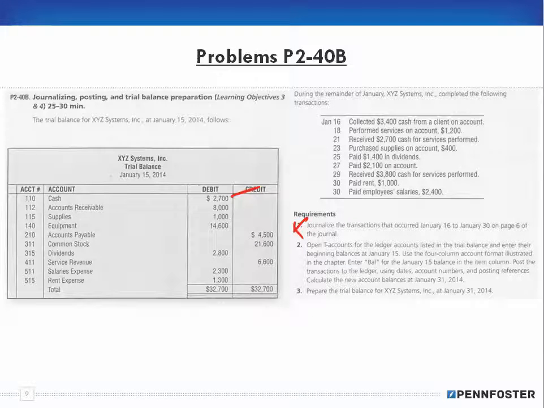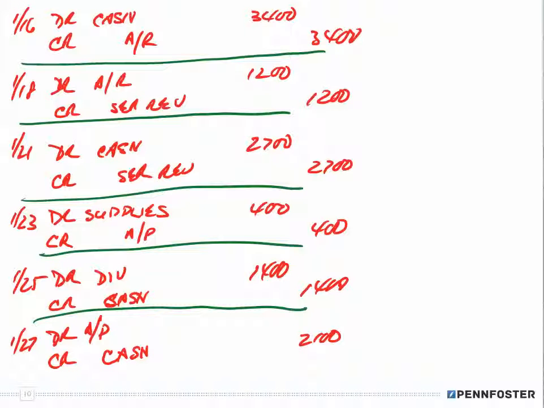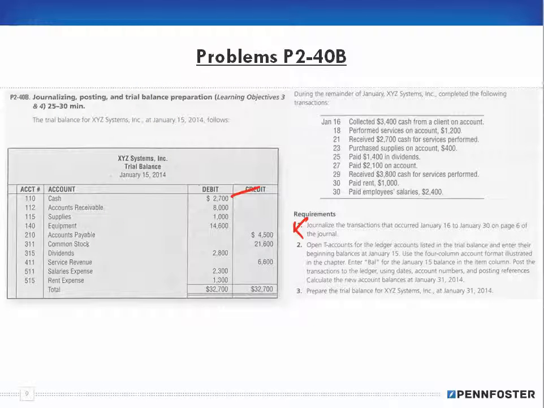If you recall in the previous video, we had journalized the transactions, so I kept them on the slides here. This is the journal we created. So we journalized the transactions. Now it said to open T accounts for the ledger accounts.